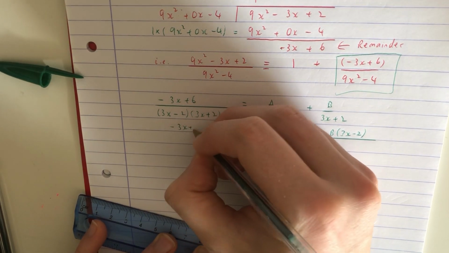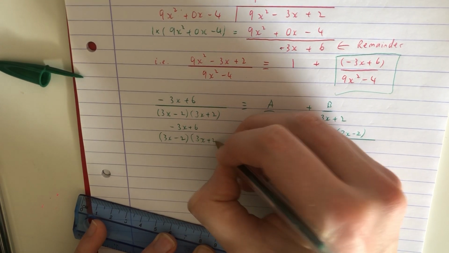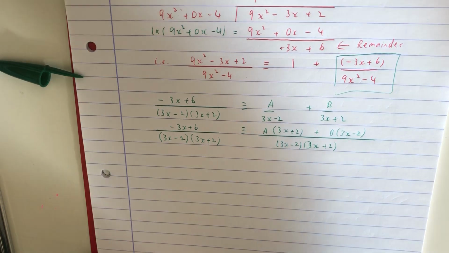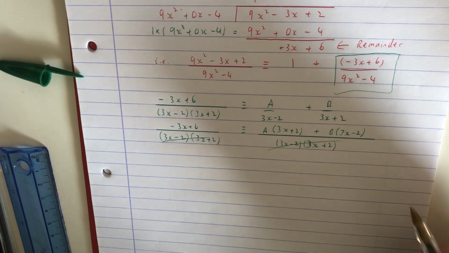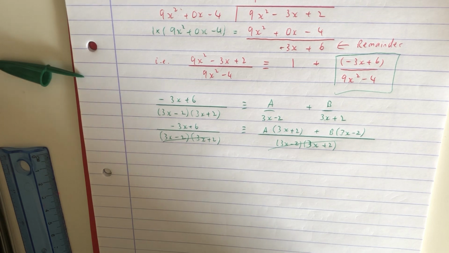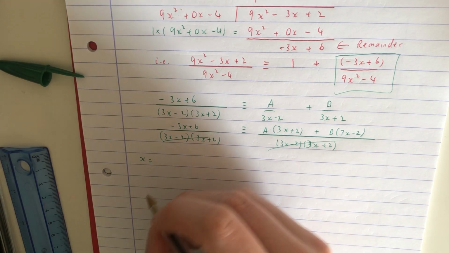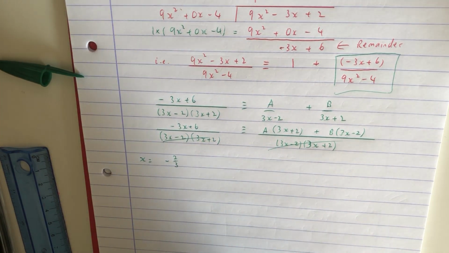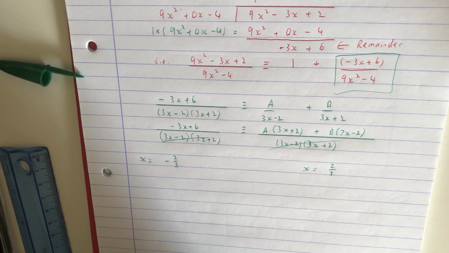I'll write this in again. And then get rid of the denominators, and you're just left with the numerators. And again, this is an identity, so it has to work out for every single value of x. And if you select some very specific values of x, this becomes a lot easier. So the best x values to pick would be x is equal to negative 2/3, and also x is equal to positive 2/3. Let's see what would happen.